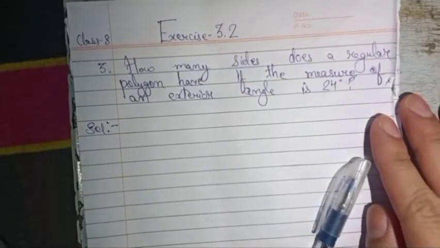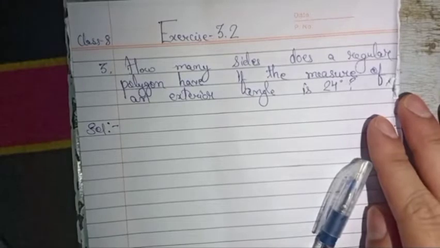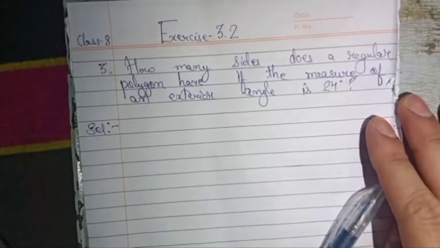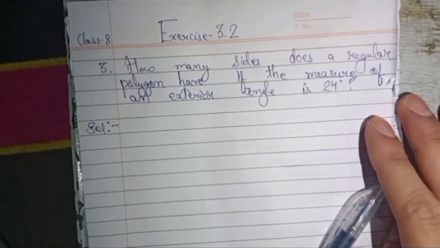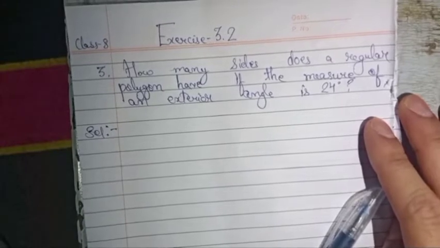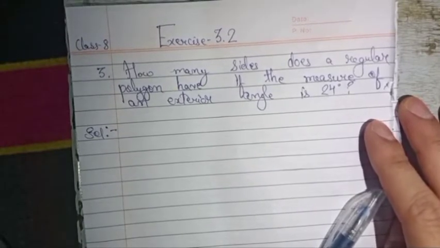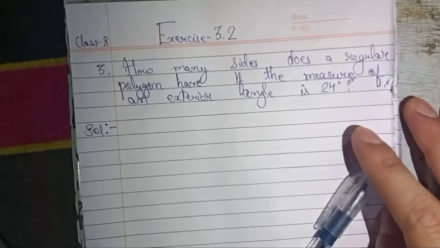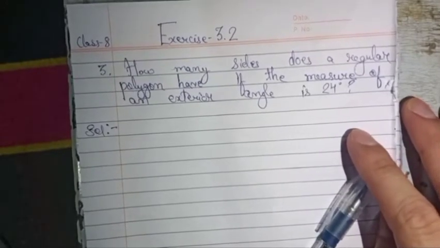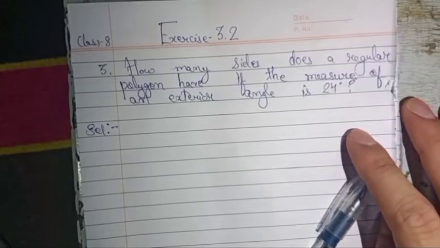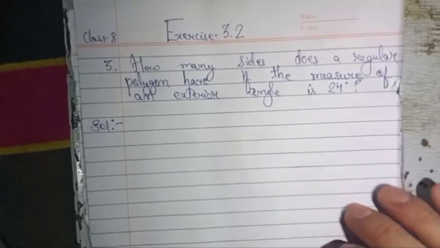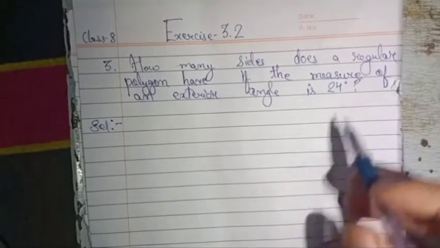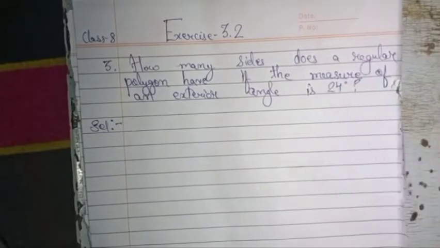Today we are going to proceed with question number 3, exercise 3.2. Third question: how many sides does a regular polygon have if the measure of an exterior angle is 24 degrees? So the measure of the exterior angle is given as 24 degrees and we need to obtain the number of sides of the polygon, which is regular, that means all sides are equal.